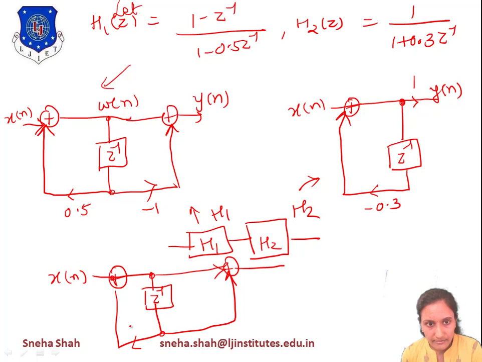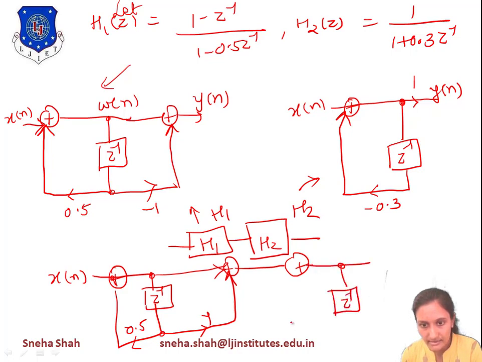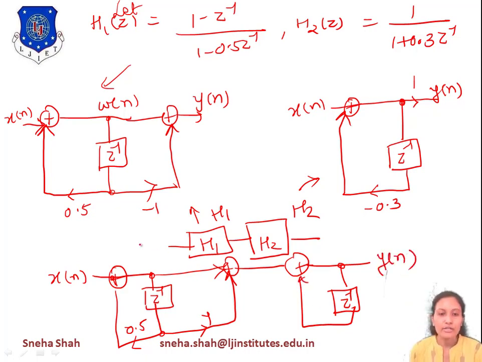over here 0.5, over here the value is minus 1. The output of the first stage is given to the input of the second stage. The second stage is plus and then z inverse. And from this we will get the output. So this one is h1 of z, this one is h2 of z, and the cascade is the overall h of z.